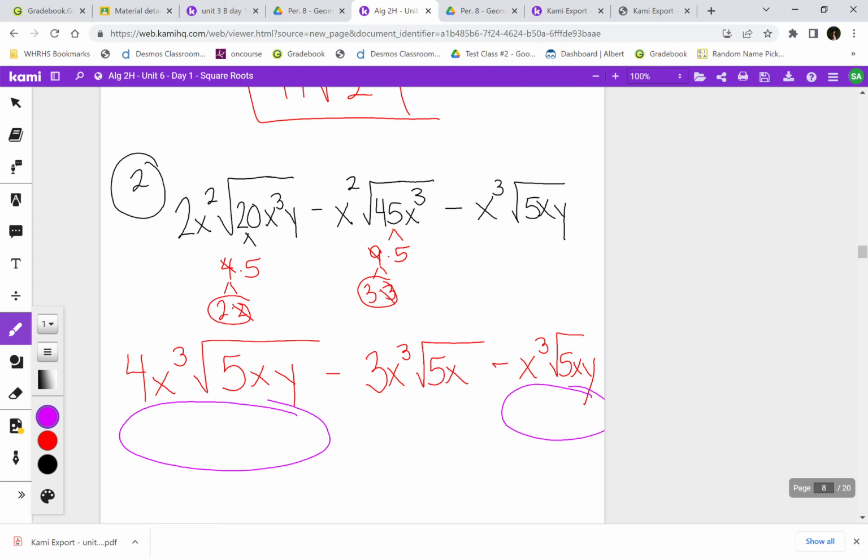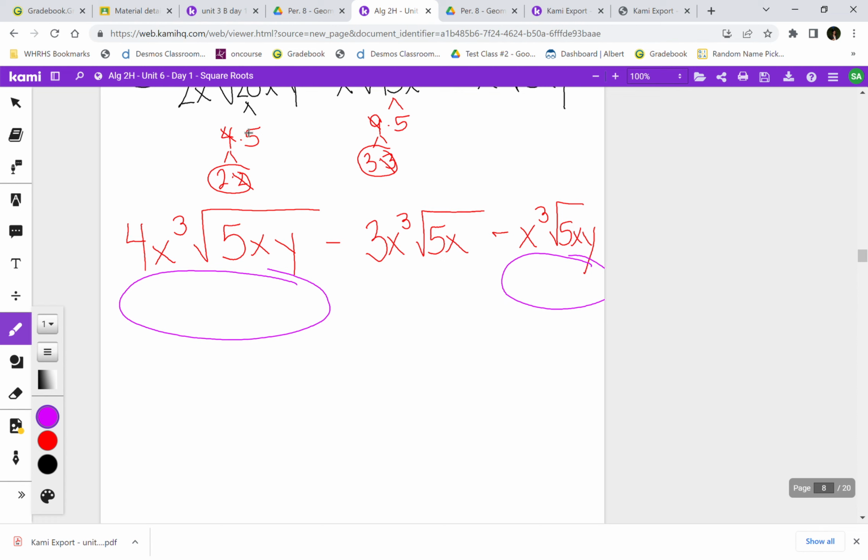So now I'm going to take 4x to the third minus 1x to the third. 4x to the third minus 1x to the third is 3x to the third root 5xy minus, we said 3x to the third. Is that right? Yes. Minus 3x to the third root 5x.